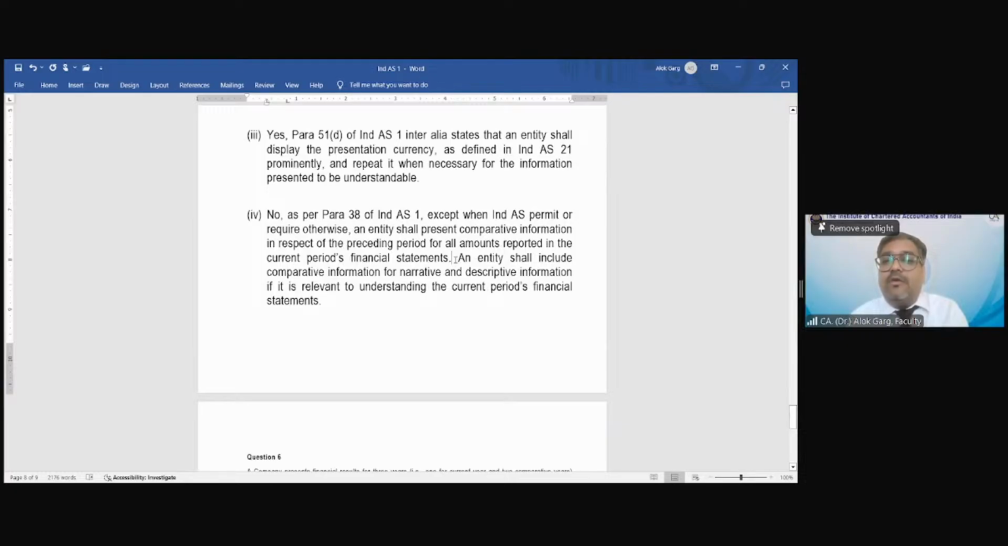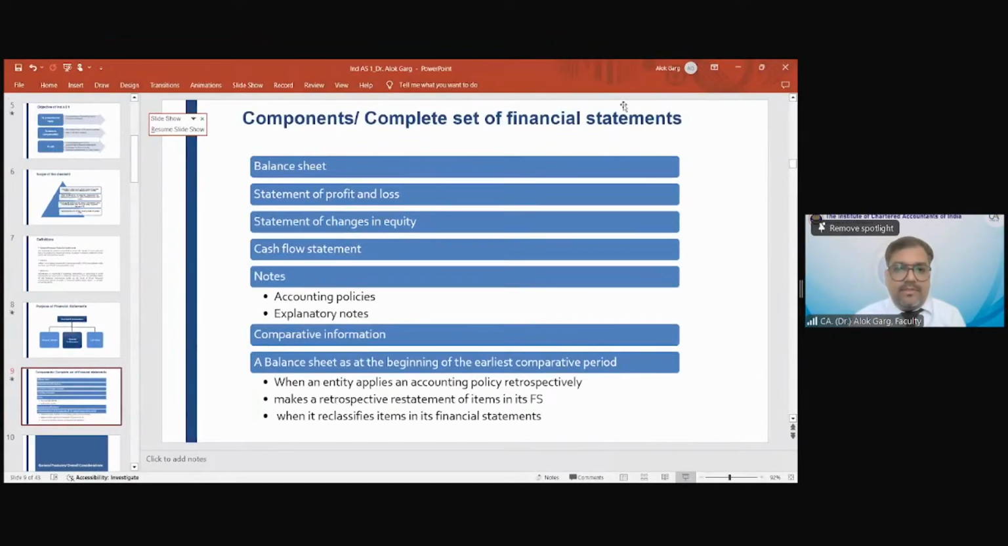An entity shall include comparative information for narrative and descriptive information if it is relevant to understanding the current period's financial statement. It is required to be disclosed. Okay. So this is the question which we have covered. Now let's come back to the PowerPoint presentation again.